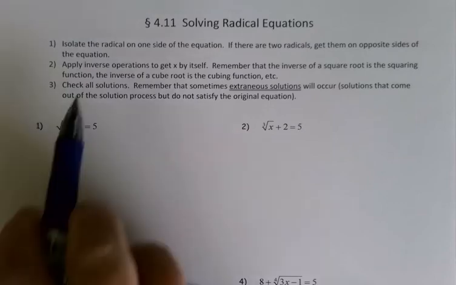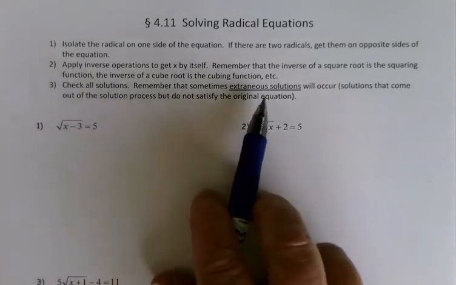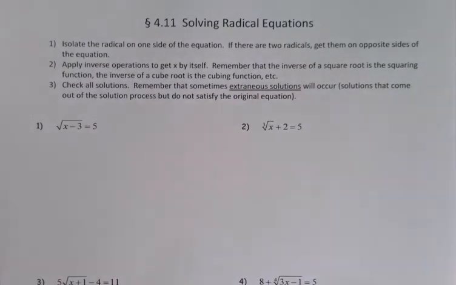Once we've solved, however, number 3 is important here. It is important to check our solutions. It's sometimes possible to get what are called extraneous solutions. That is, you can do everything right, but you can still get an answer out of the solution process that doesn't satisfy the original equation. We'll see, I think, at least one example of that as we go through here.